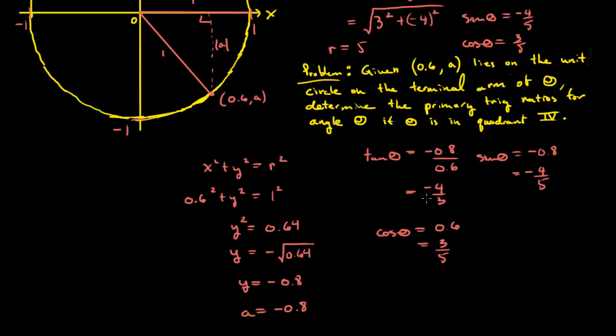And again, you can see that the only trig ratio for theta that's positive in the fourth quadrant is the cosine ratio, because the x value is positive, and when you divide the x value by the radius, you get a positive value.